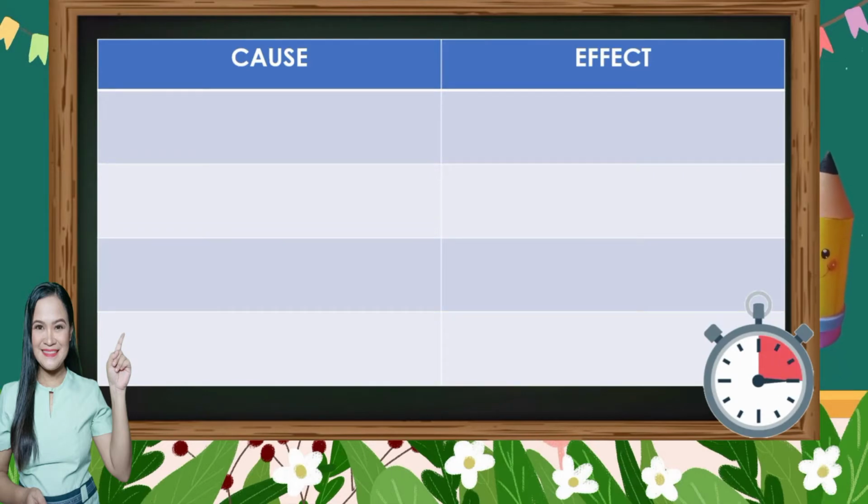Now I have here a table. Column A is a cause and column B is an effect. Let us figure out which part of a sentence is a cause and which is an effect.